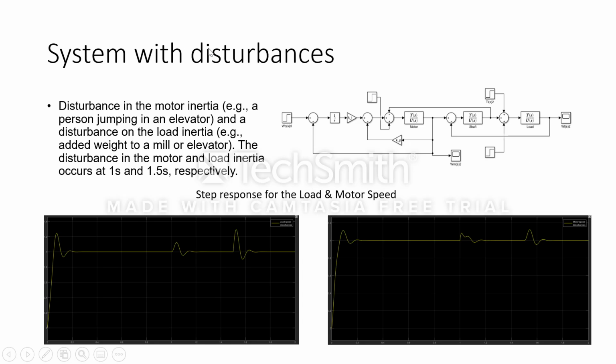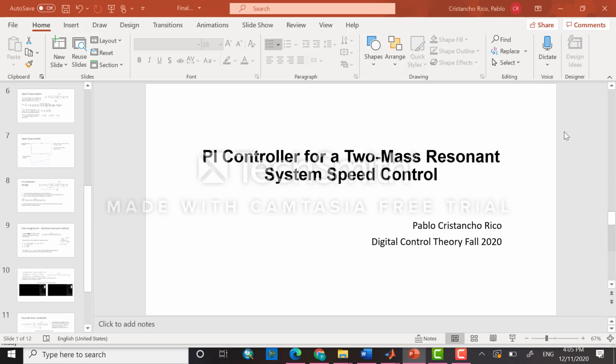Now, what I wanted was for my controller to account for system disturbances. Here we can observe that there are disturbances being placed in the motor torque and the load torque. And from the results, we can see that the speed reference is met by the load speed. Okay, so now let's go to the simulation.